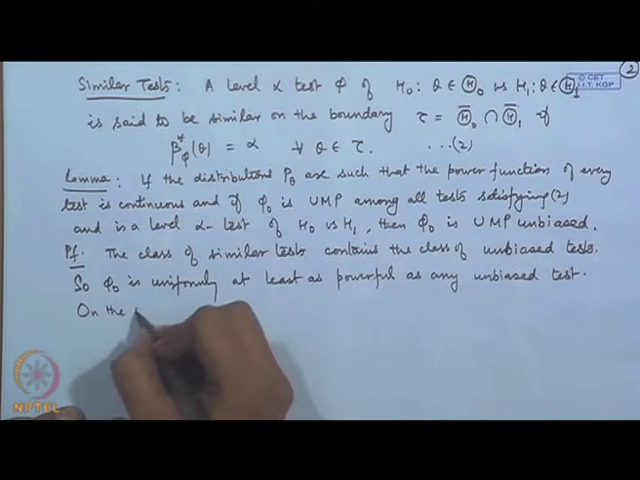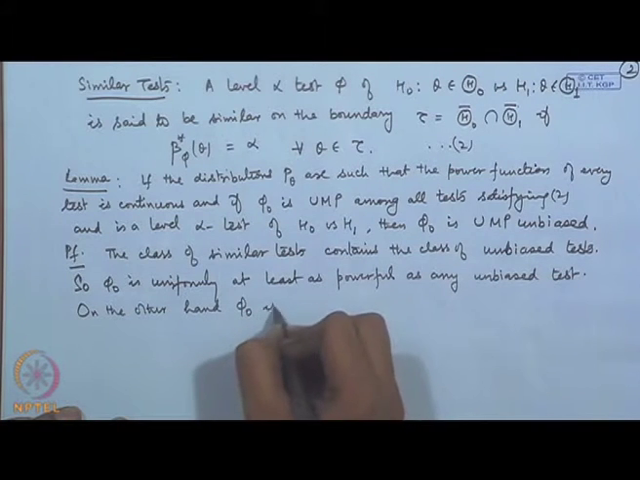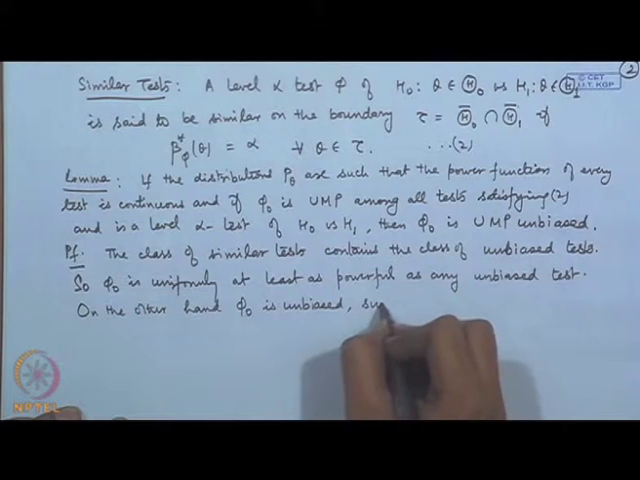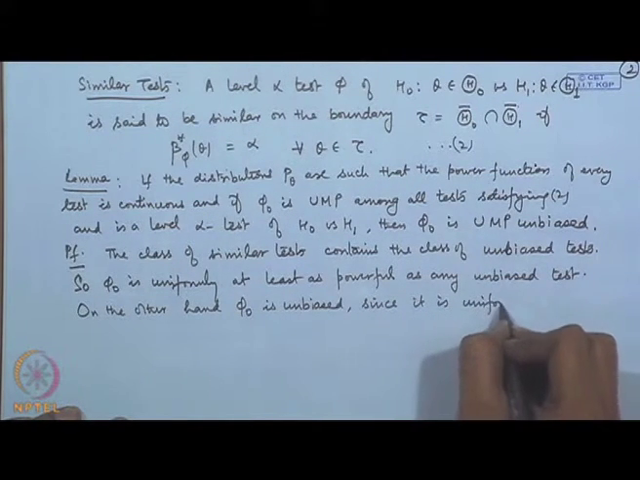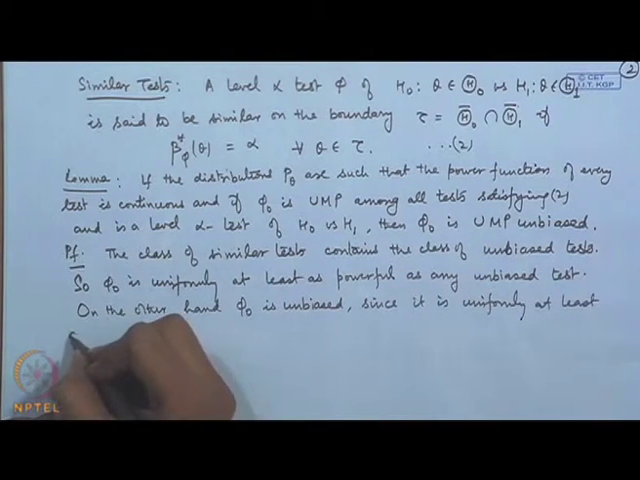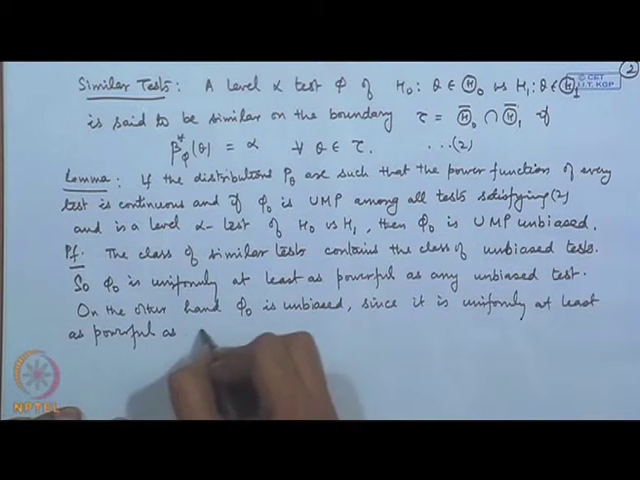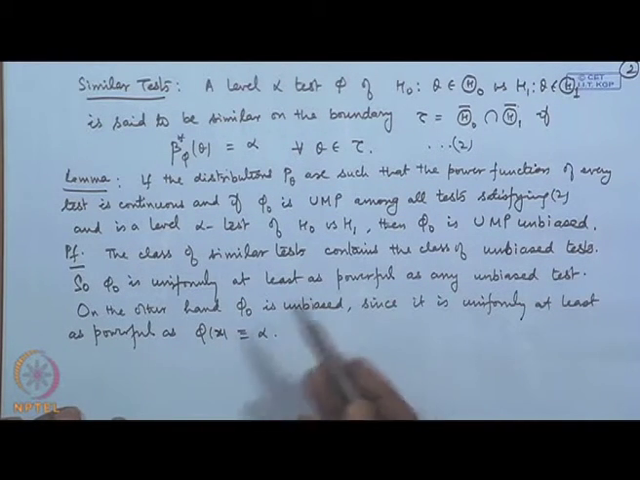On the other hand, phi naught is unbiased since it is uniformly at least as powerful as phi x is equal to alpha. So, this proves that it is a UMP unbiased test.